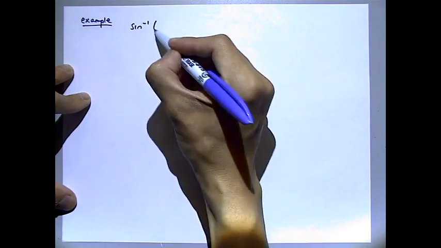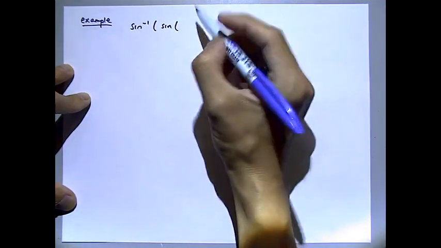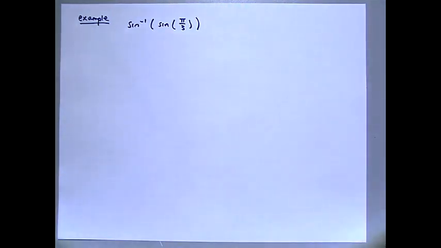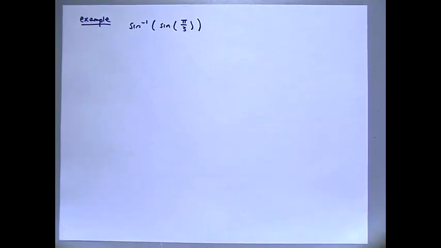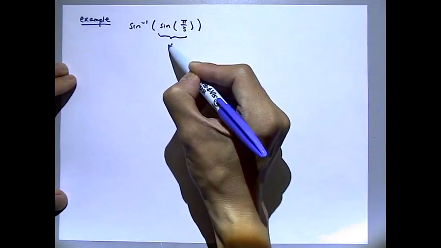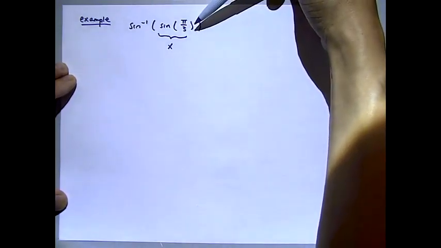Okay, let's look at this one. Let's look at the inverse sine of the regular sine of pi over 3. Actually, yeah, pi over 3 is fine. Okay, so how do you dissect this? Work with these things inside out. Let's call this stuff inside X for now.